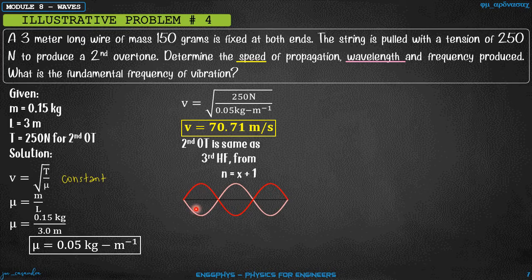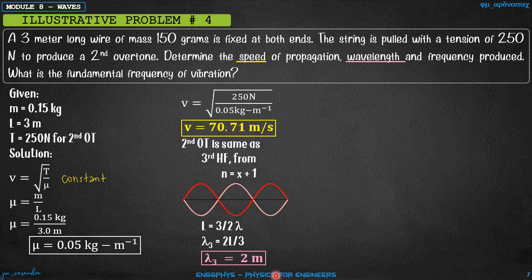If we're going to draw that, this is our second overtone. From here, we could take our wavelength in terms of the length. The length is equal to 3/2 of the wavelength, so we have one whole wavelength and another half. Substituting our length, we could solve for the wavelength. The wavelength for the third harmonic frequency is equal to 2 meters. That is the wavelength for the third harmonic, or your second overtone.